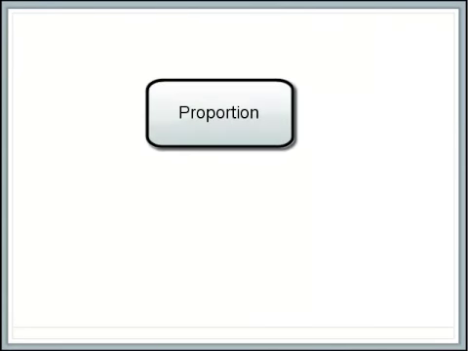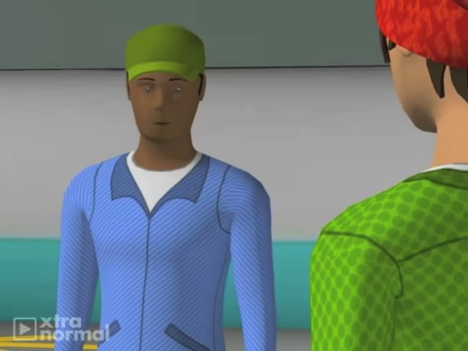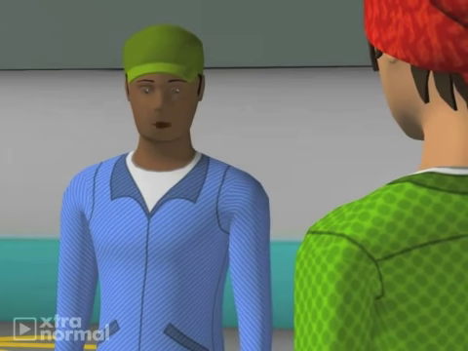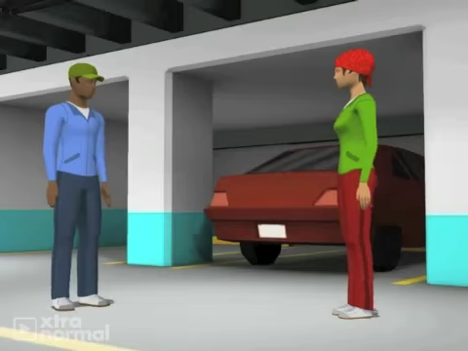Now, when we say that two ratios are equal, it's called a proportion. They look like this. Okay, I think I understand, but how can I use ratios and proportions to figure out how long it'll take me to drive from San Diego to San Francisco? Frankie, hold on. I was just getting there.